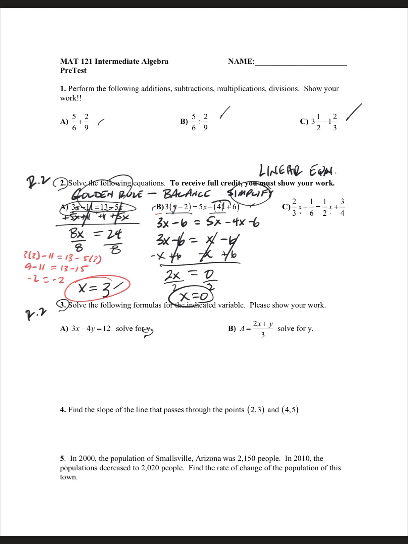Letter C, very complicated, right? Many students look at that, see all the fractions, and they roll their eyes.